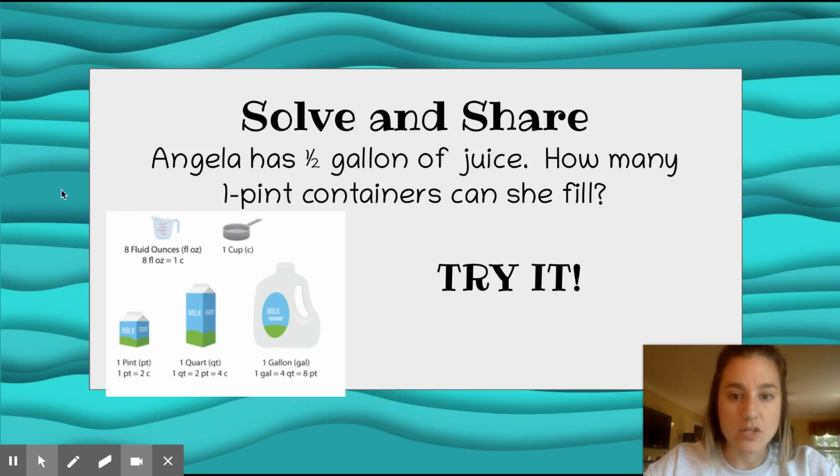So this says Angela has one half of a gallon of juice. How many 1 pint containers can she fill? Again, two different units of measure, a gallon and a pint. So how many pints are in a half of a gallon? Try it.